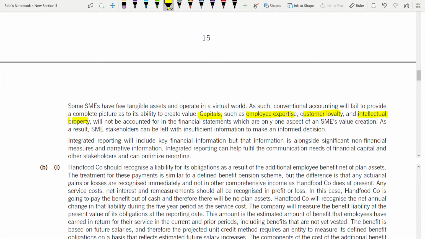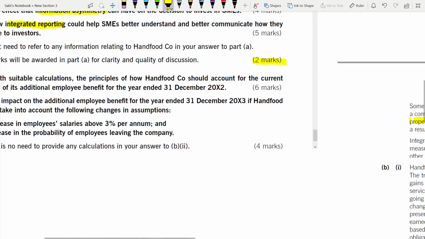So as a result, SME stakeholders can be left with insufficient information to make an informed decision. Exactly. So integrated reporting will include key financial information, but alongside significant non-financial information. Also, integrated reporting has narrative information. So integrated reporting can help fulfill the communication needs of providers of financial capital and other stakeholders and can optimize reporting. Now coming to part B.